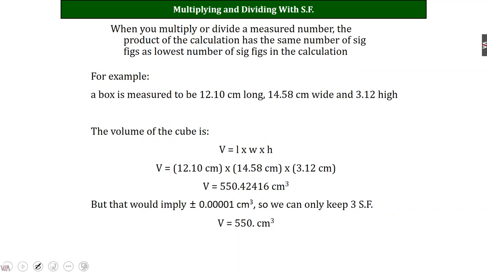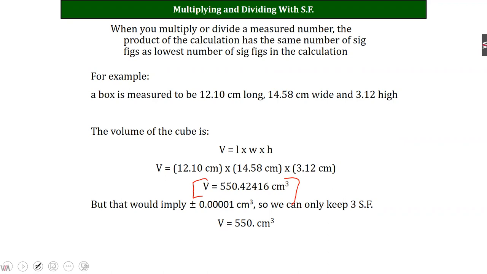So what we do instead is we keep the same number of sig figs as our smallest number of sig figs. And this really matters because when you start doing multiplication with decimals, you wind up with numbers that look like this.